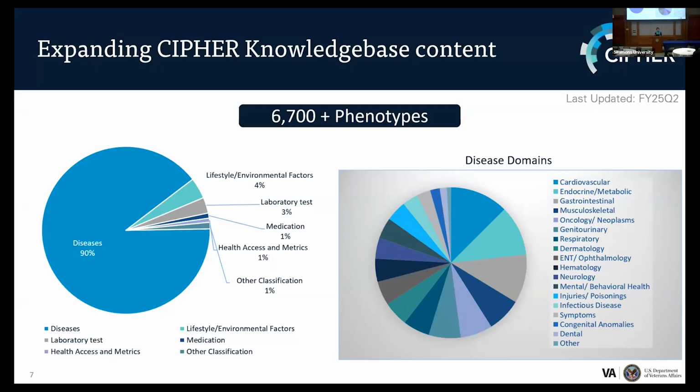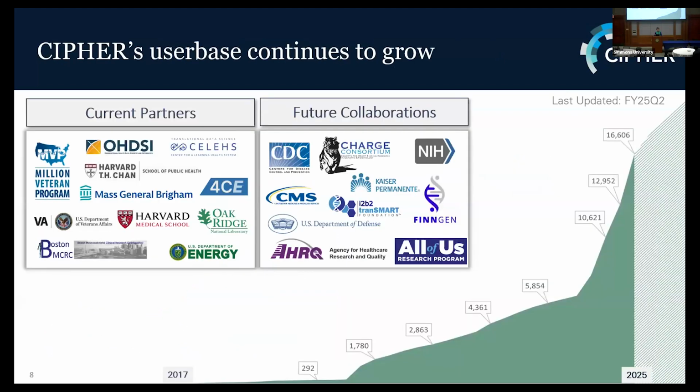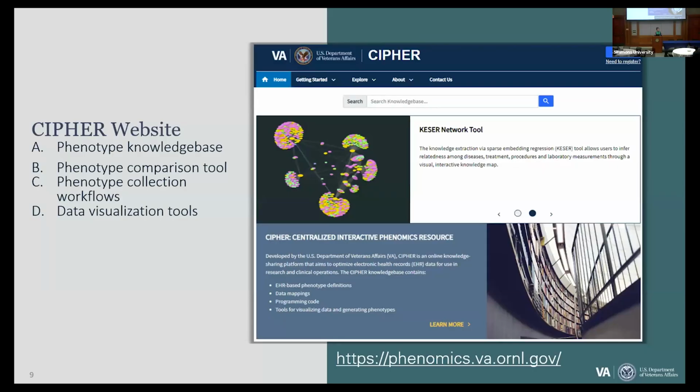Our phenotype library has over 6,700 definitions covering a range of diseases and domains. And we have a number of collaborators, and that number is growing over time. And we look forward to collaborating with folks in this group. So I wanted to hit the high points at a high level of what we have and how you can use CIPHER before I show the demo.